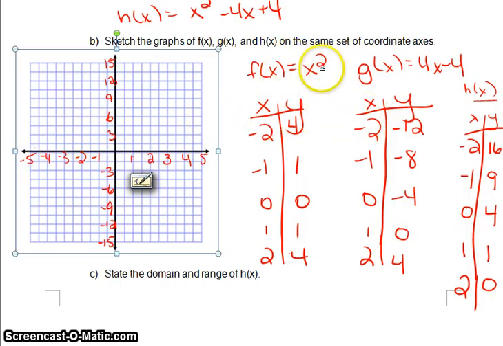Alright, so graphing f of x here, we have -2 and +4. And that'll probably be maybe around there. We have -1 and 1. We add 0 and 0. Then we add 1 and 1. Then we add 2 and 4. So connecting that to make our nice parabola there.